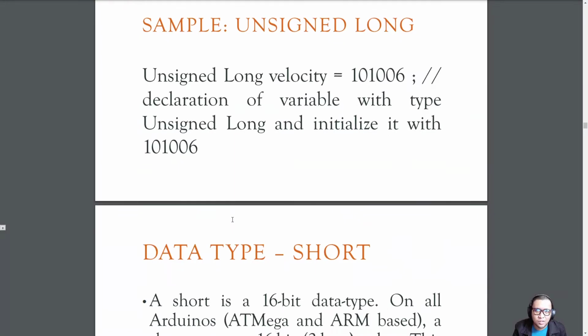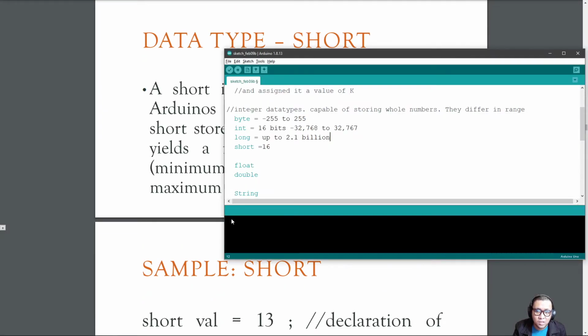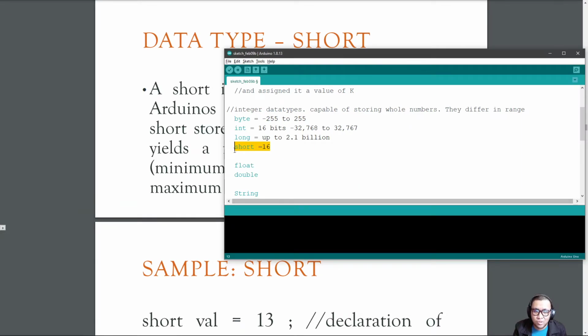Then the short, which is only up to 32,000 or 16-bit. But usually we don't use short in our programming lesson. So let's just ignore short for now because int and short are almost the same.